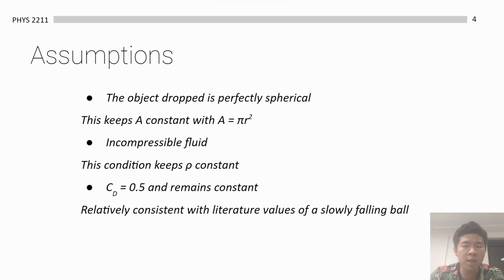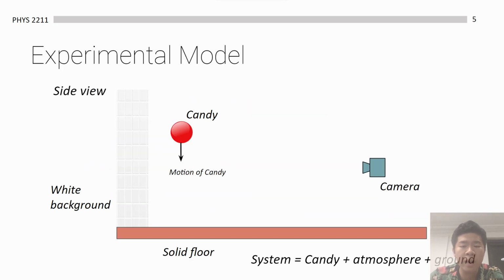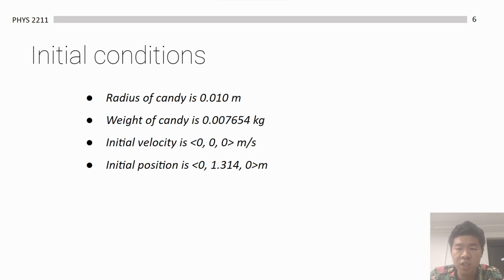So these are my assumptions. We're going to assume that the object is perfectly spherical, that the fluid is incompressible, and that the coefficient of drag is approximately 0.5. For my experimental model, we have a piece of candy that is dropped, and we have a camera filming against a white background. The system is the candy and the atmosphere and the ground, and the surroundings is everything else. These are my initial conditions.